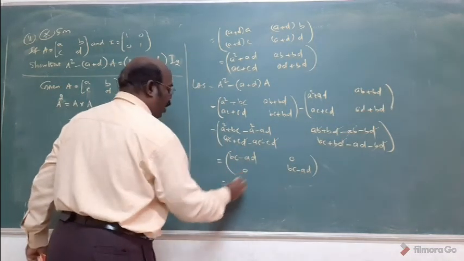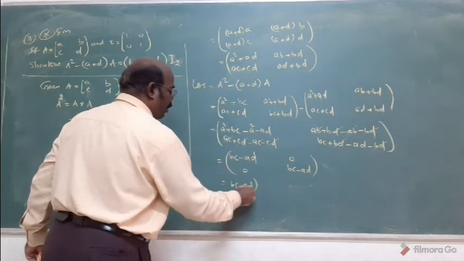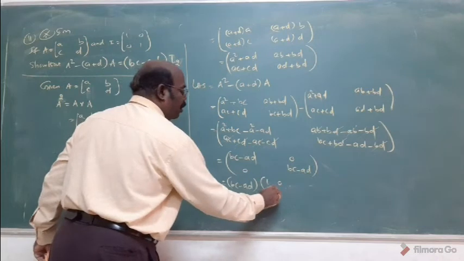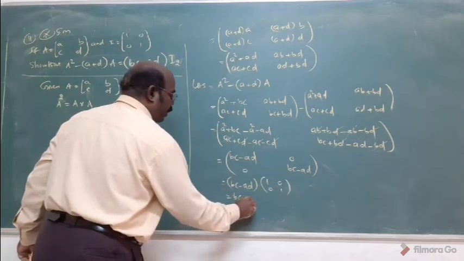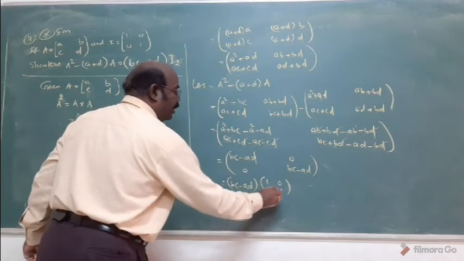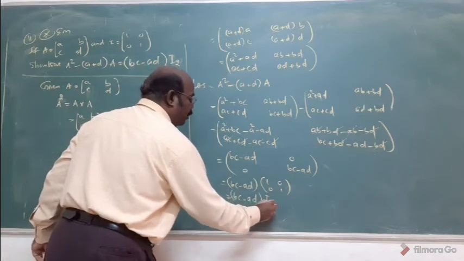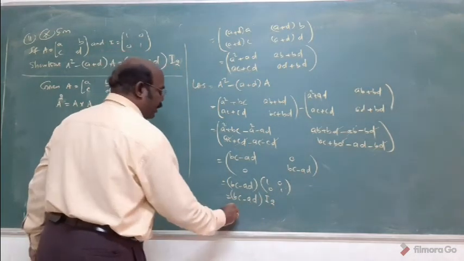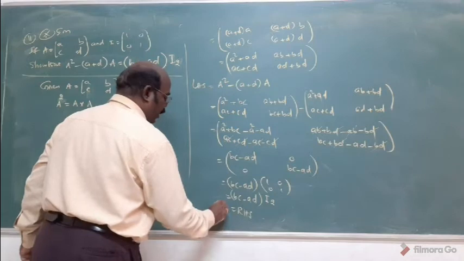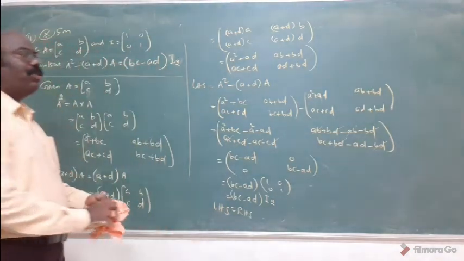Now what is common call? B C minus A D is common call. Remaining answer 1 0 0 1. B C minus A D into this part way. I2, that is what? Unit. That is answer. This is question.